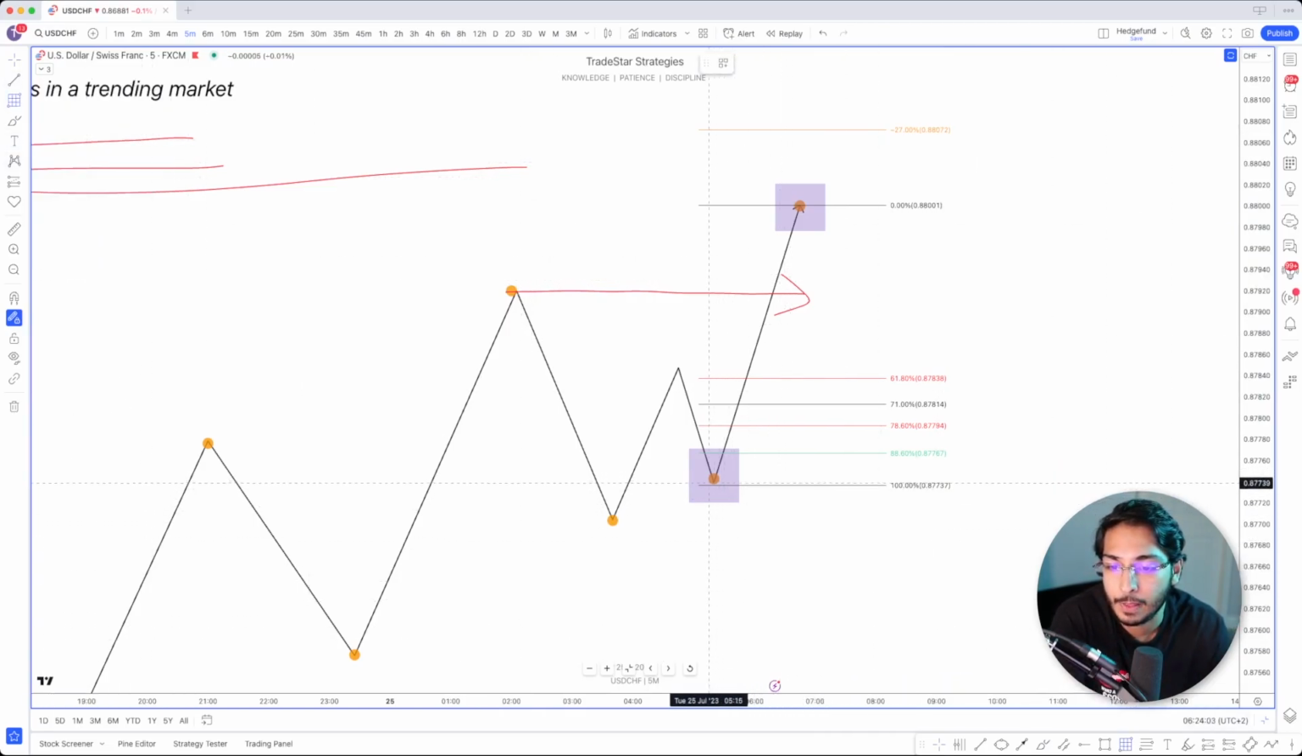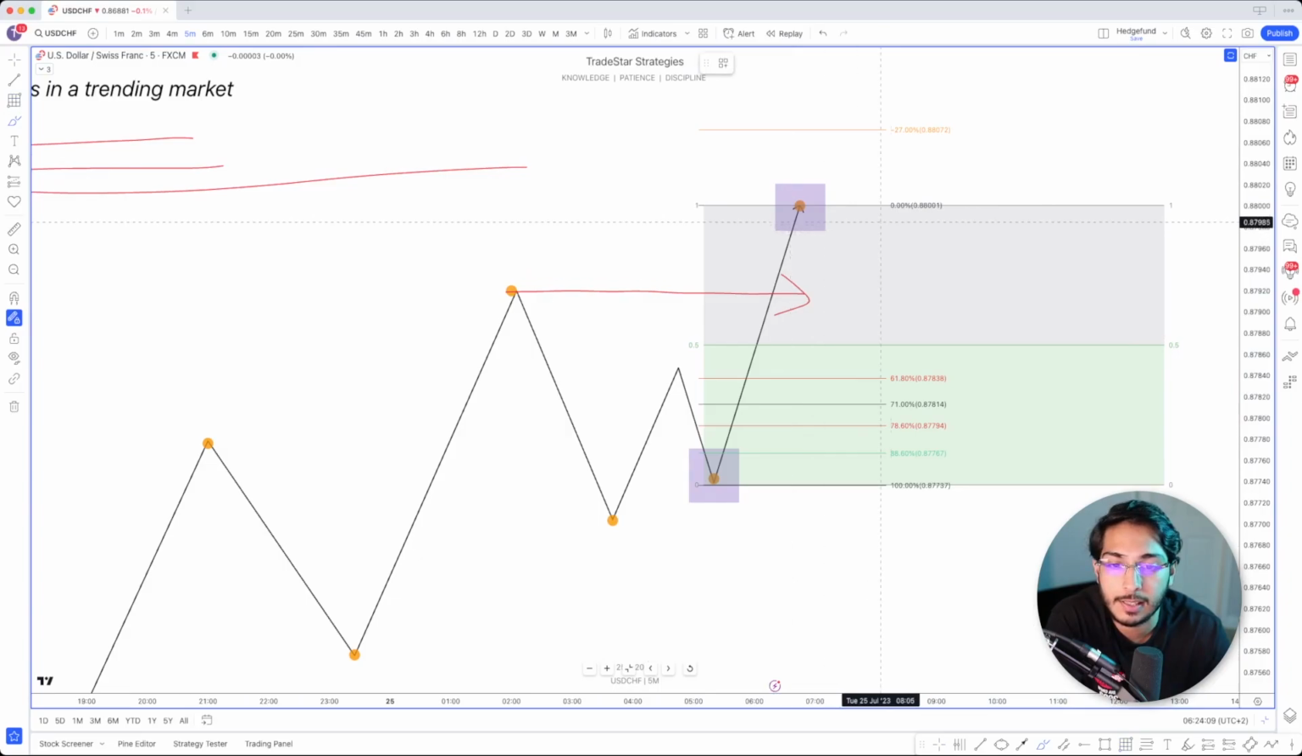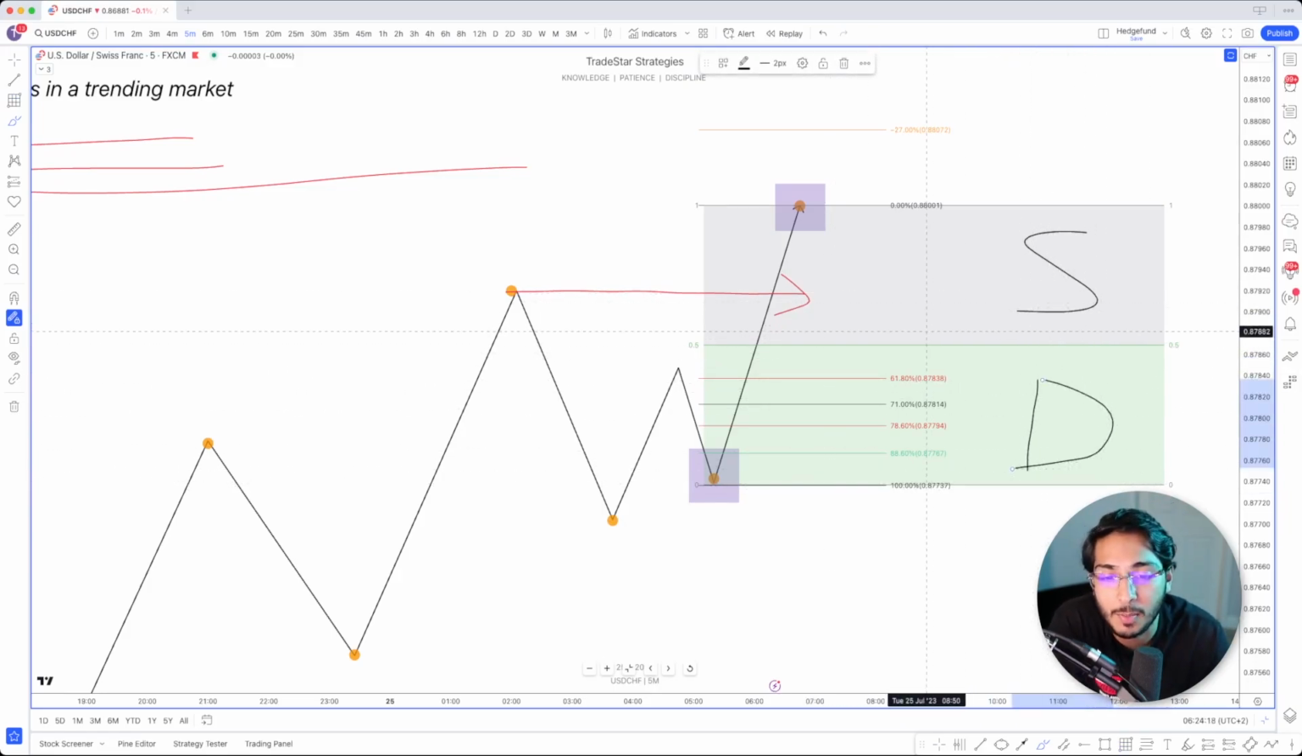So what I'm going to do is take another tool from the high to the low. And all I want you guys to understand is this is just understanding. This is supply, and this is demand. You don't got to be a genius to make money, right? This is supply, this is demand, and where they meet in the middle is equilibrium.